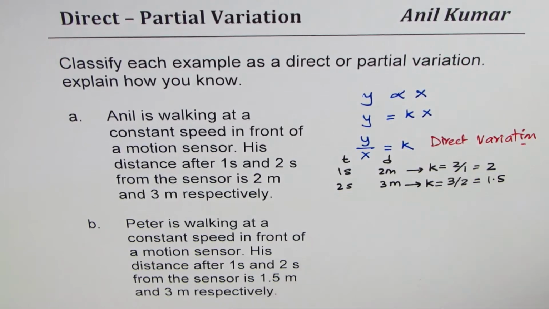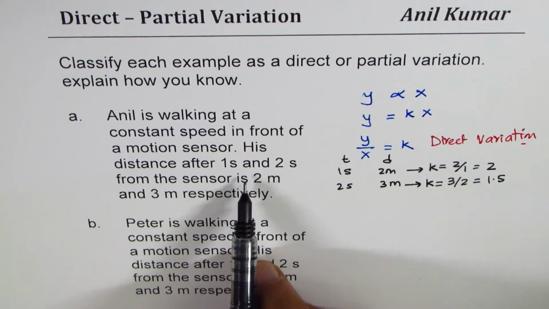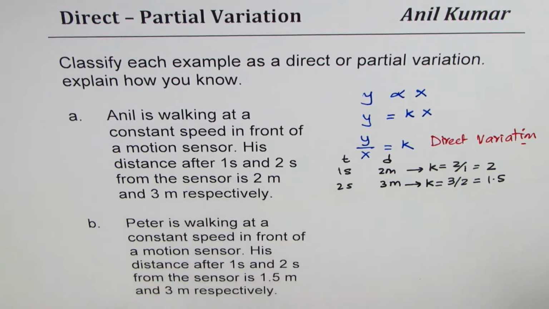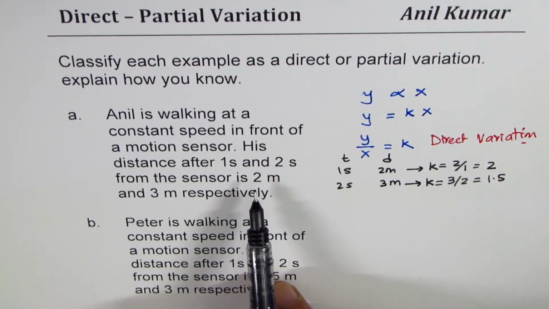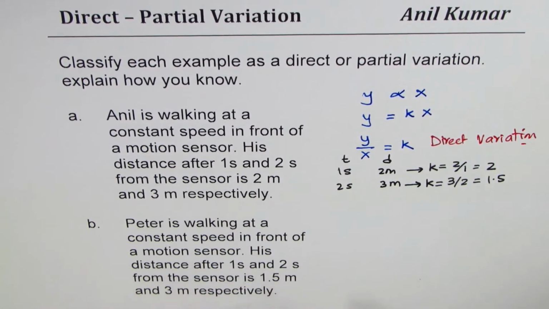Now these two values do not match, and therefore this is not direct, right? Therefore, this is not direct variation. I'm not saying this is partial yet, okay? But now let's check the second one. We'll come back to this.